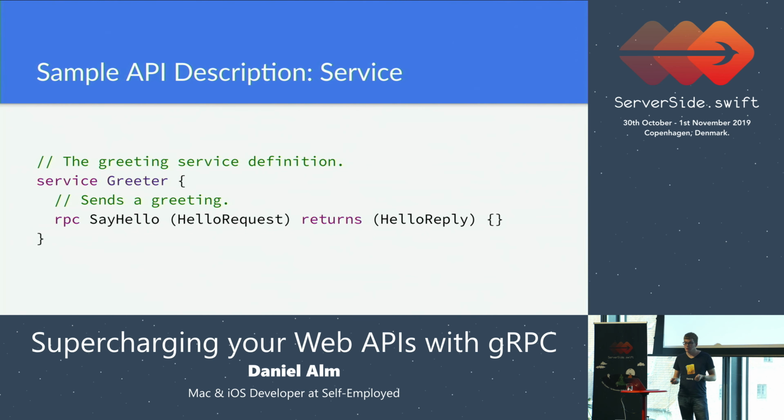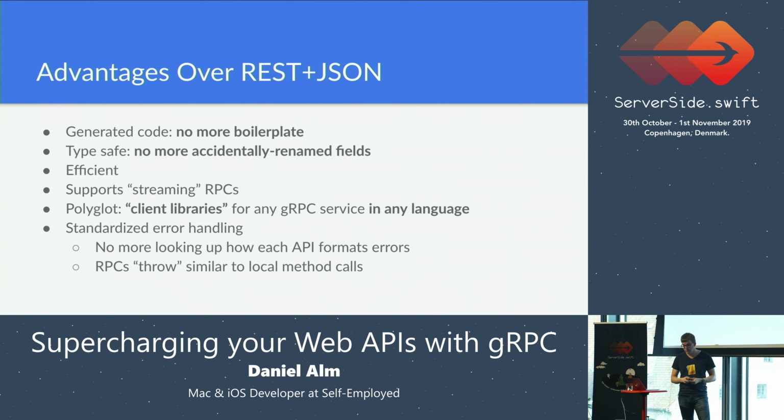And it has quite a few advantages over REST and JSON, of course. First of all, you don't need any more boilerplate, because all the code that you need is generated for you, both on the client side for calling your RPCs, but also on the server side for serving them. Essentially, you only need to implement the business logic, and the boilerplate of actually serving that and the routing is done for you. So you don't need to write a single line of routing code, for example.